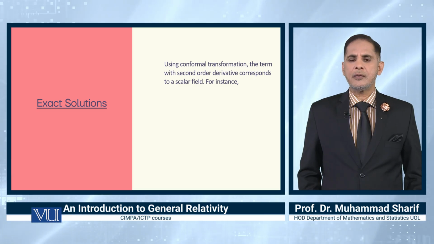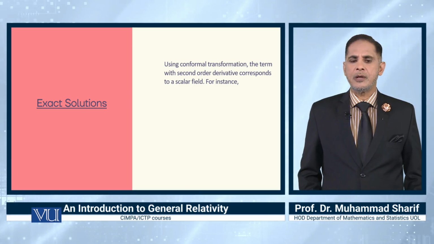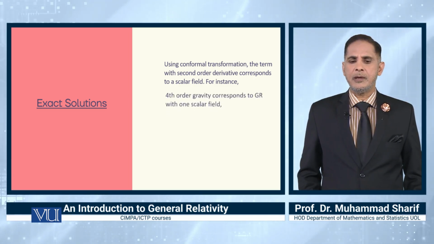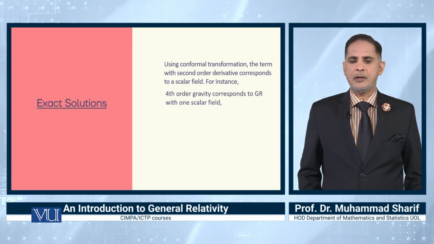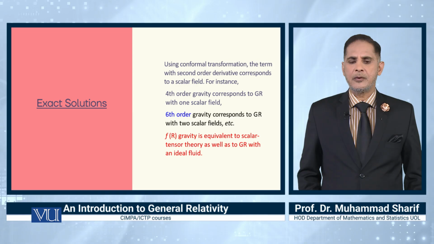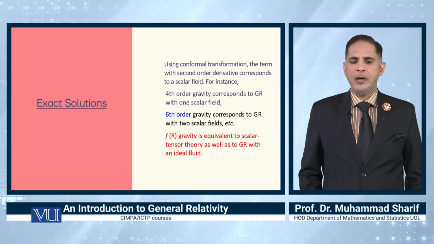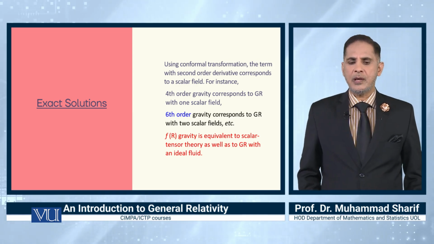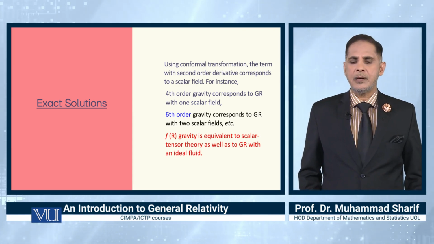Using conformal transformation, the term with second order derivatives corresponds to a scalar field. For example, fourth order gravity corresponds to general relativity with one scalar field. Sixth order gravity corresponds to GR with two scalar fields, and so on. So, F(R) gravity is equivalent to scalar-tensor theory as well as to general relativity with an ideal fluid.